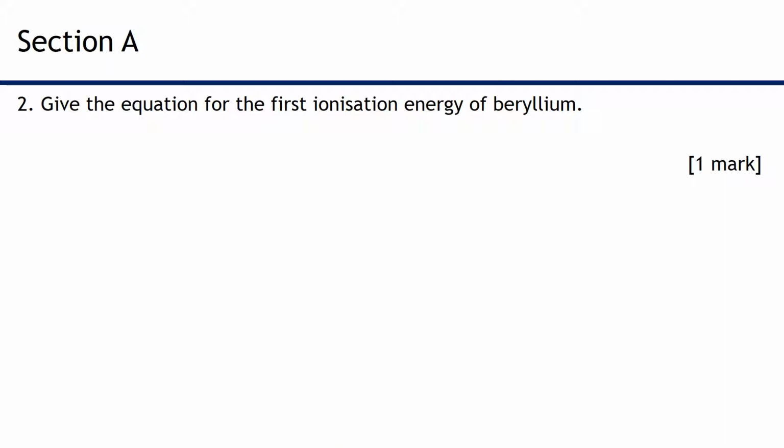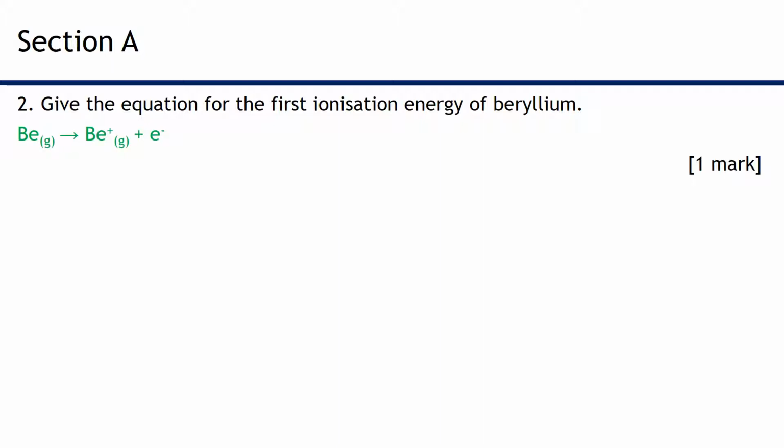In question 2, you're asked to give the equation for the first ionization energy of beryllium. So, first ionization energy tells us that it is losing an electron to form a cation. If you look at beryllium, its symbol is Be in the periodic table. And here is the correct answer.